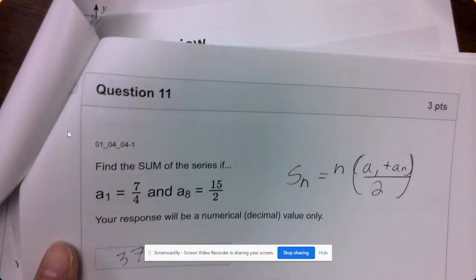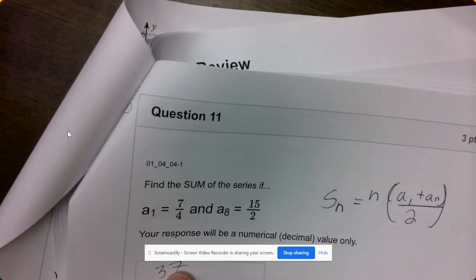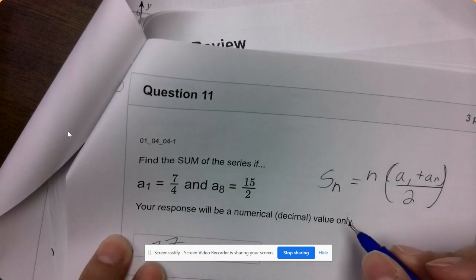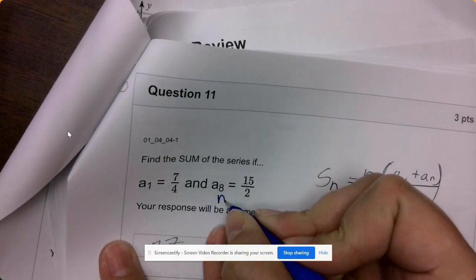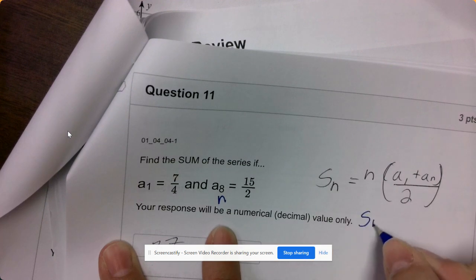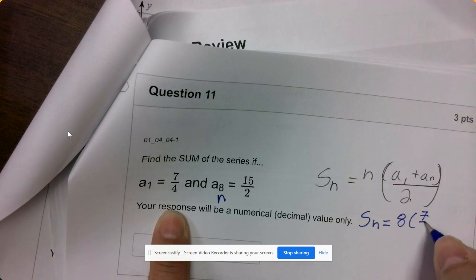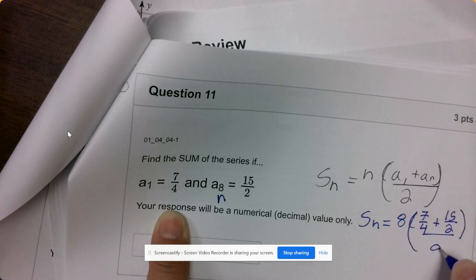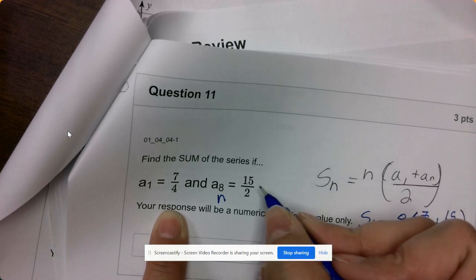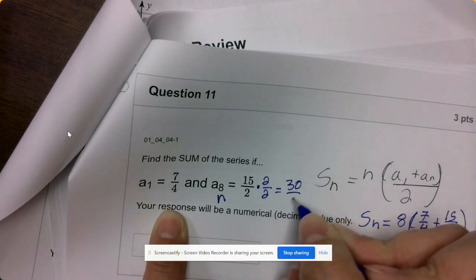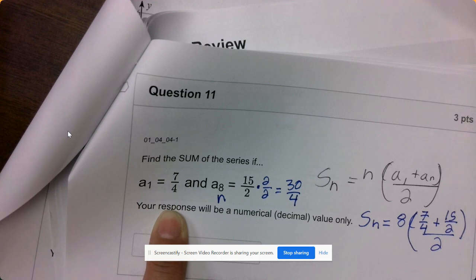Okay, so on this one, they want us to find the sum of the series. So we're going to use this formula. So N is the number. Okay, so it's 8. First one, so 7/4 plus 15 halves, all divided by 2. 15 halves, I can multiply it by 2 to get 30/4 to get the same denominator.